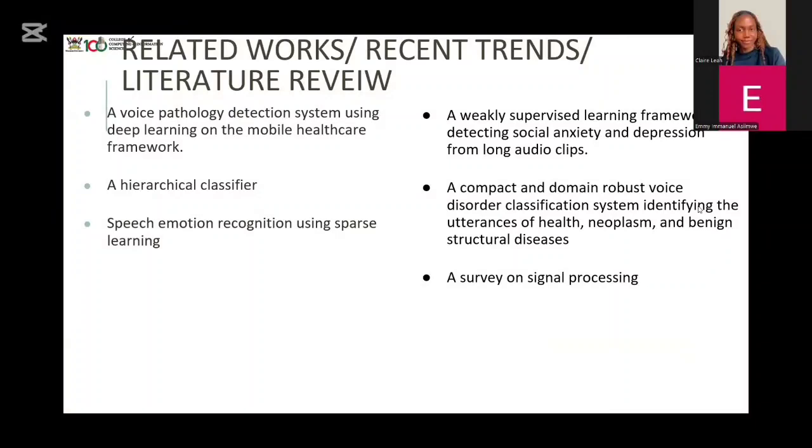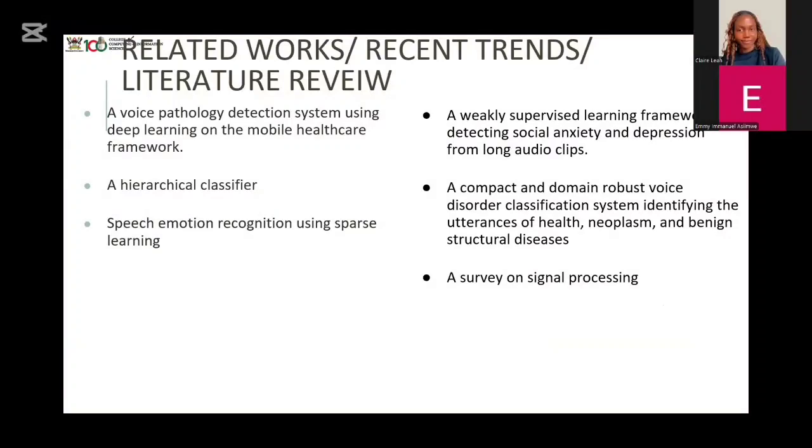And another, we have speech emotion recognition using sparse learning. Here it's mainly to ensure emotions in speech are recognized when people and computers talk to each other. And we have a weakly supervised learning framework for detecting social anxiety and depression from long audio clips. This one detects individuals high in the symptoms of the two mental disorders, social anxiety and depression, from weakly labeled audio data.